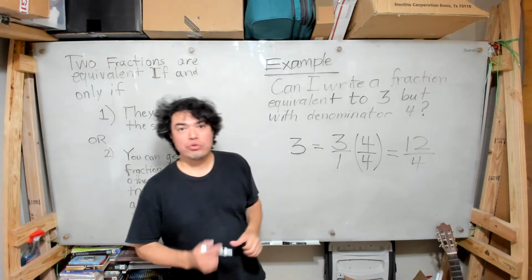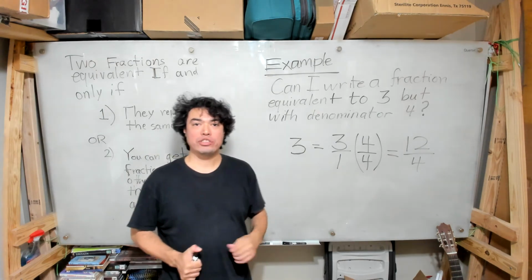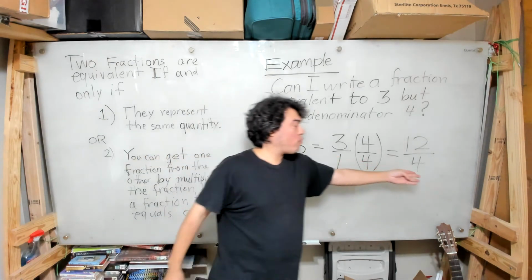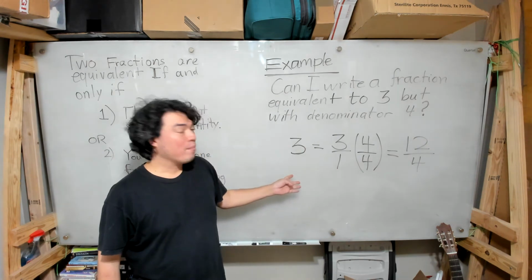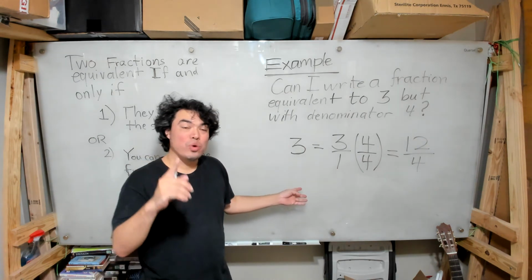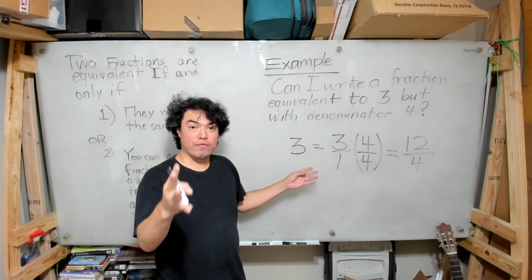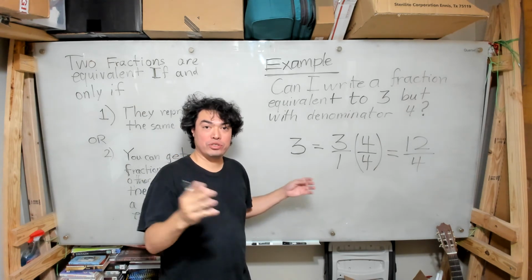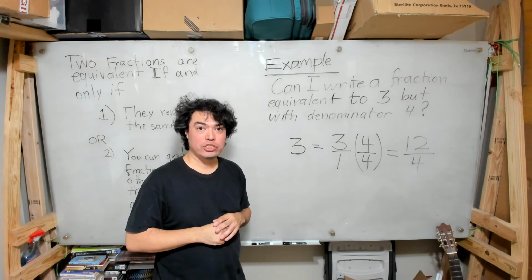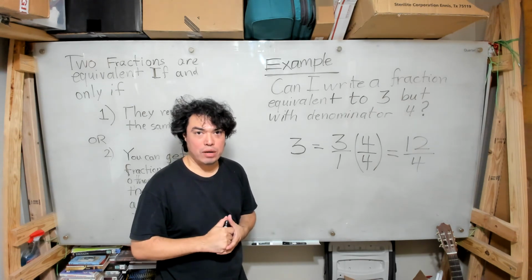And of course, you might already know this, 12 divided by 4 is 3. So in fact, 12 over 4 is exactly 3. But now, 12 over 4 is written as a fraction with denominator 4. And this is going to be very important soon as we learn to add fractions and subtract fractions with different denominators.